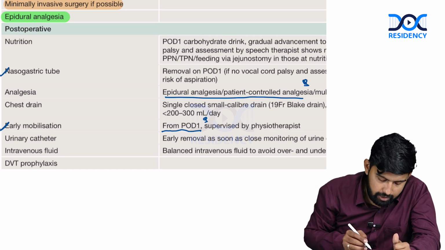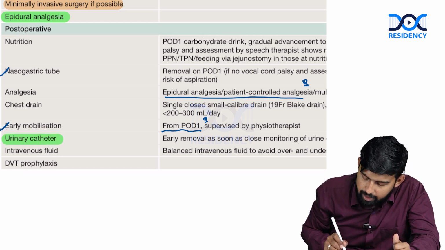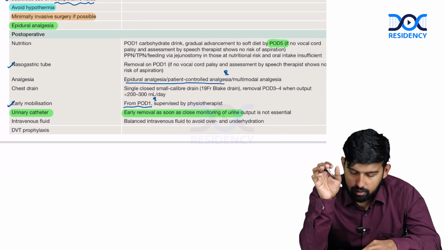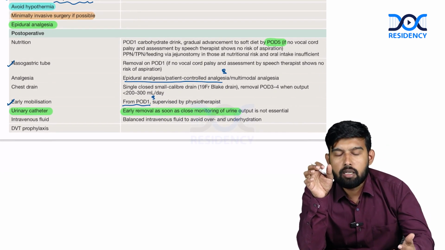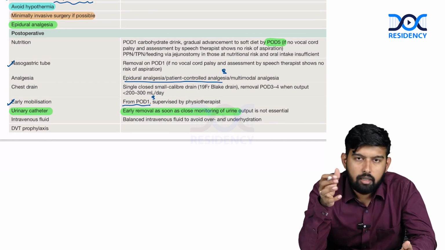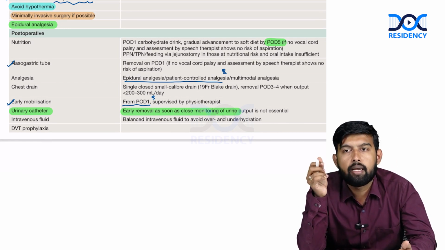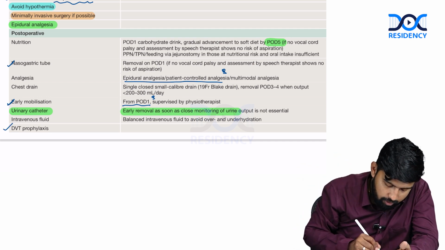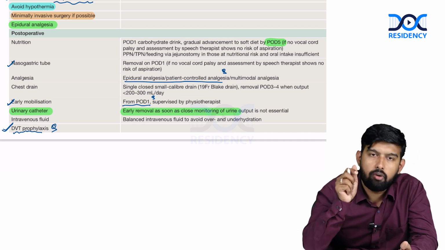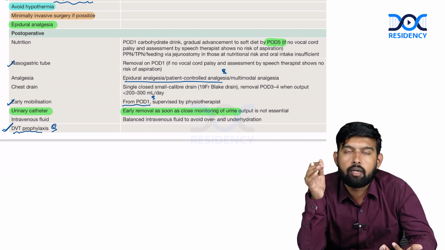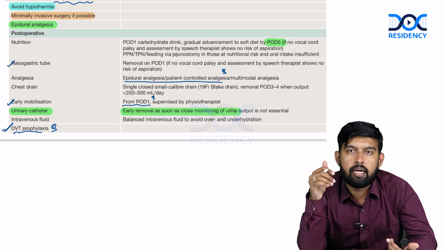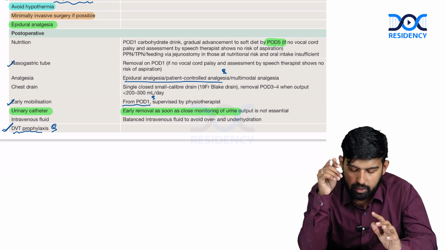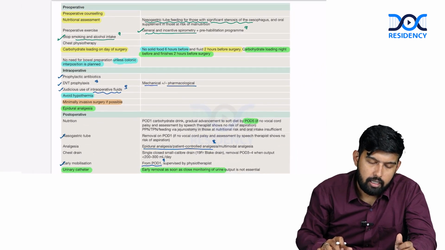so that we can avoid DVT and pulmonary complications. Urinary catheters are removed as early as possible, and if monitoring of the urine output is necessary, then urine output can be monitored by calculating the urine by other methods. And lastly, DVT prophylaxis can be given post-operatively also, pharmacological in the form of LMWH, and mechanical DVT prophylaxis instruments can be utilized. So this is all about the ERAS protocols.